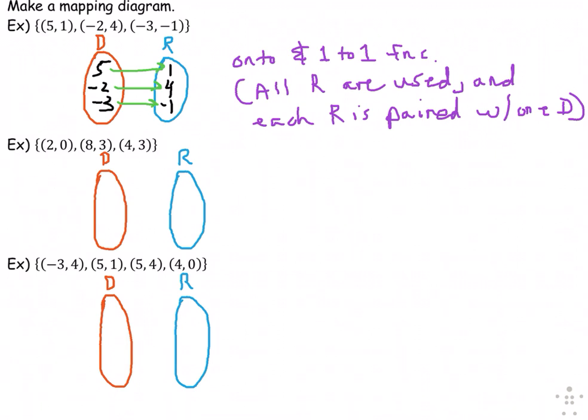As you can see, every element of R is used, so that makes it onto, and each element in R is only paired with exactly one element from the domain.